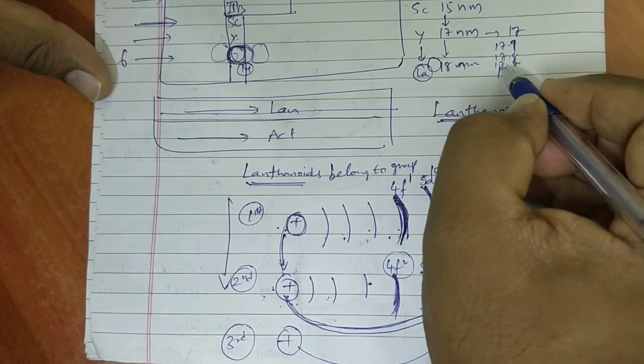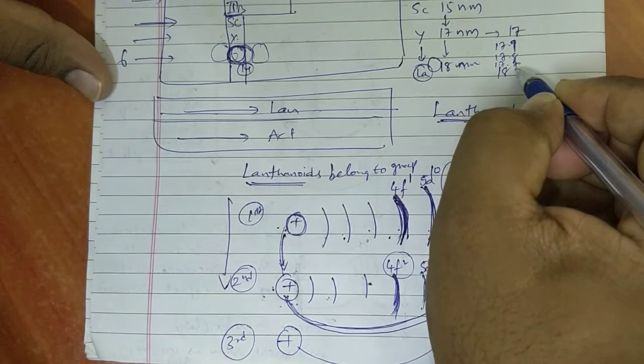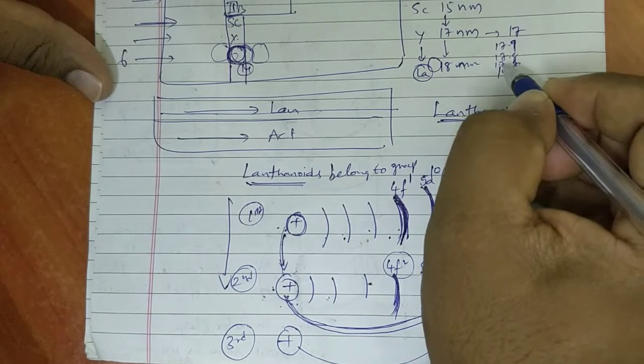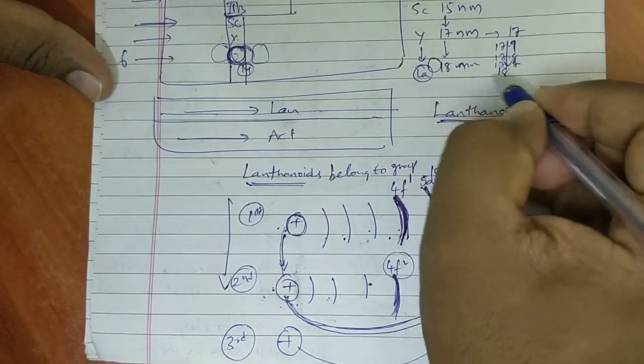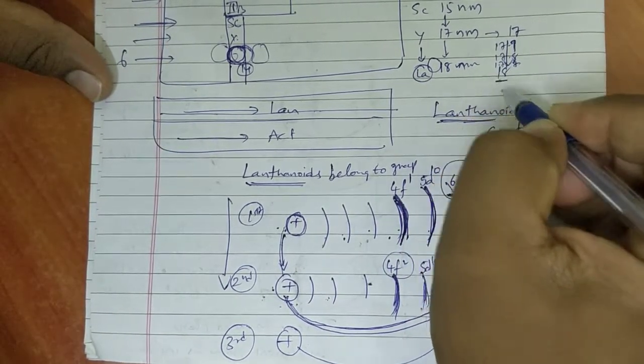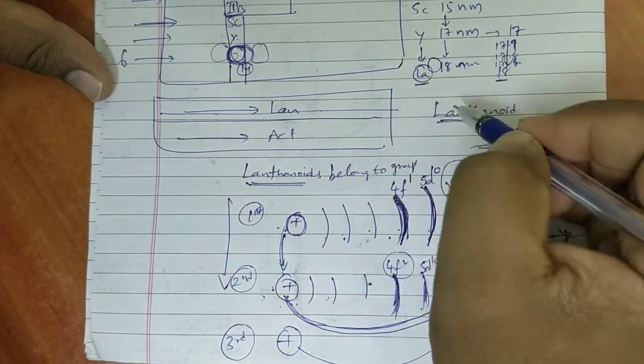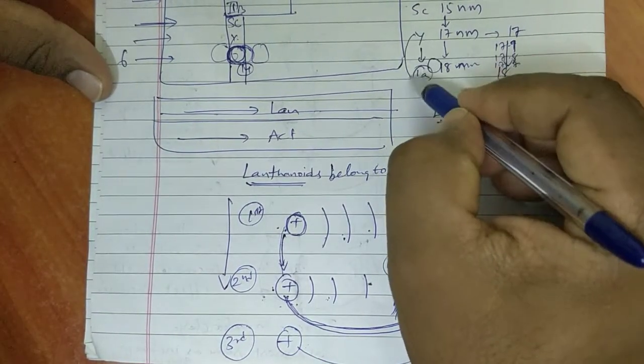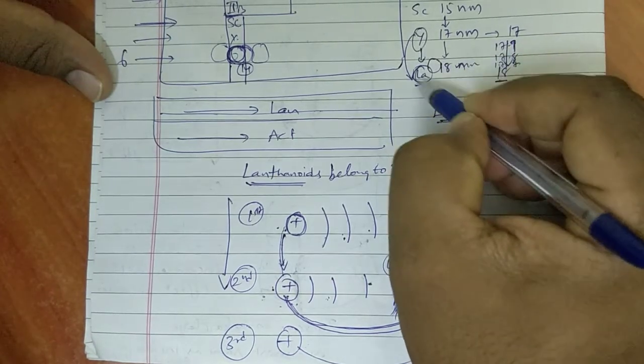Yes, correct only. 17.7, 17.6 like that. Up to some extent it will decrease. Again sudden increase. 18 lanthanum. Lanthanum belong to D block actually. From yttrium to lanthanum, both are D block elements only.